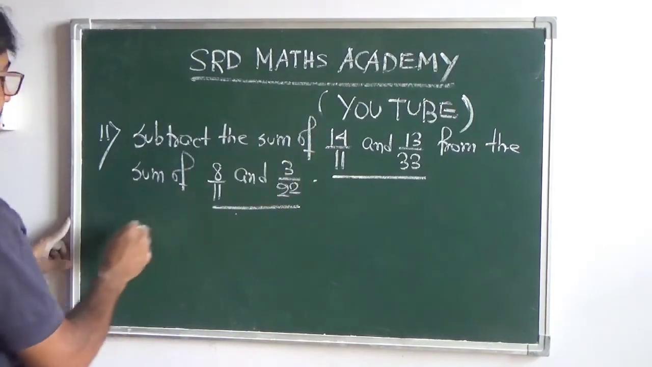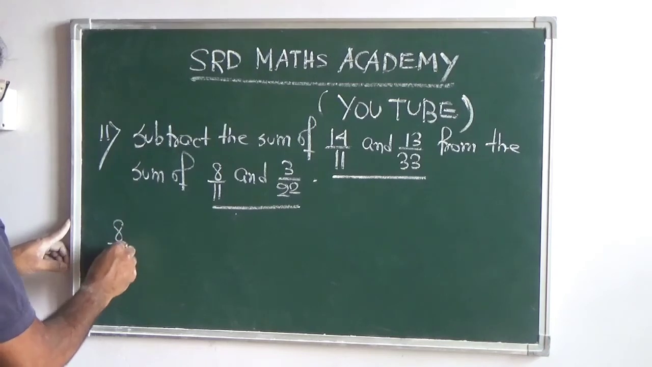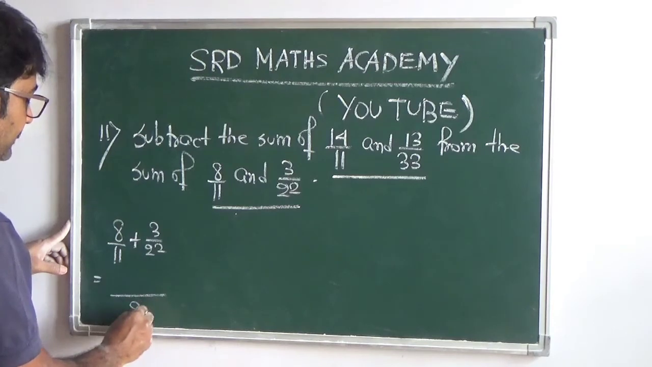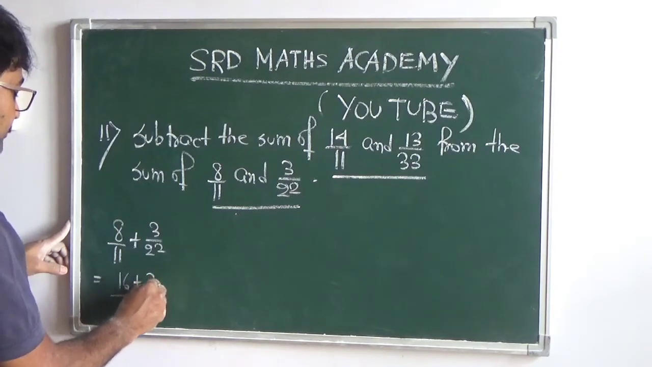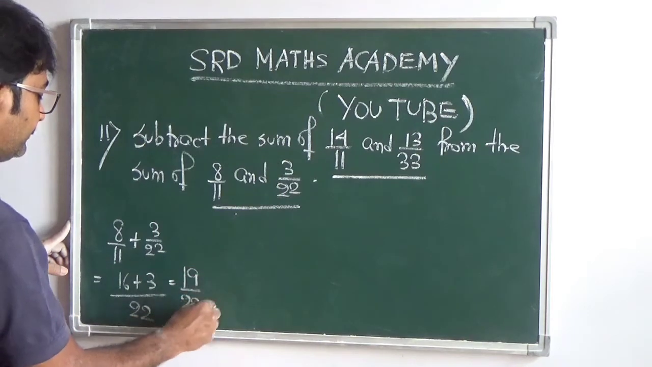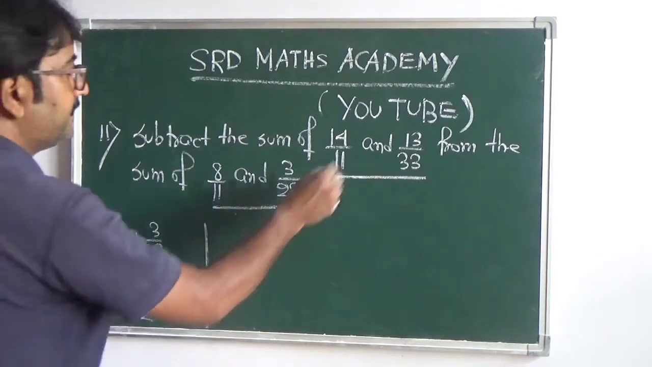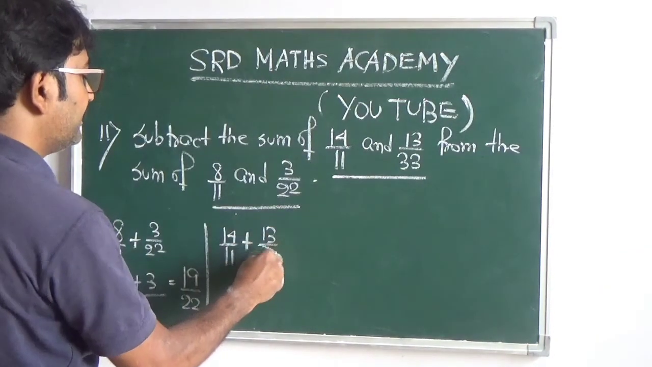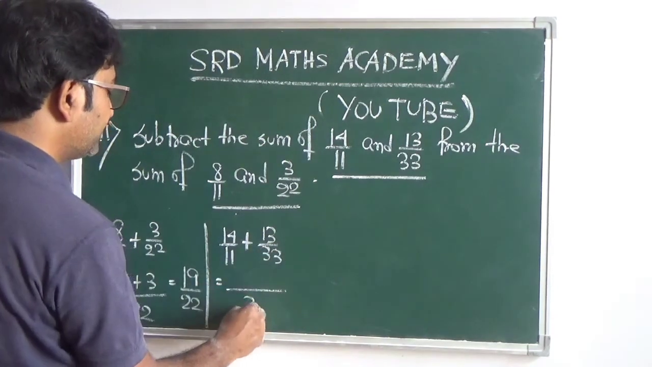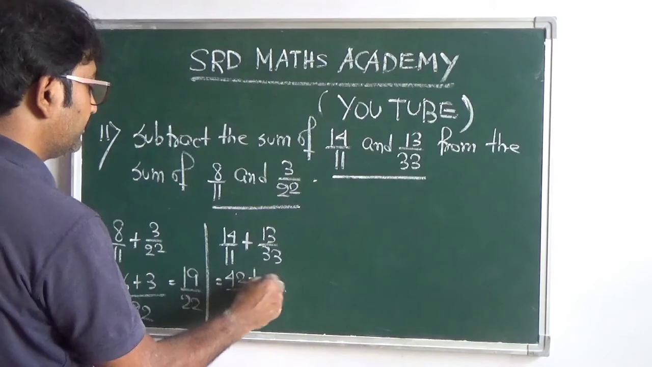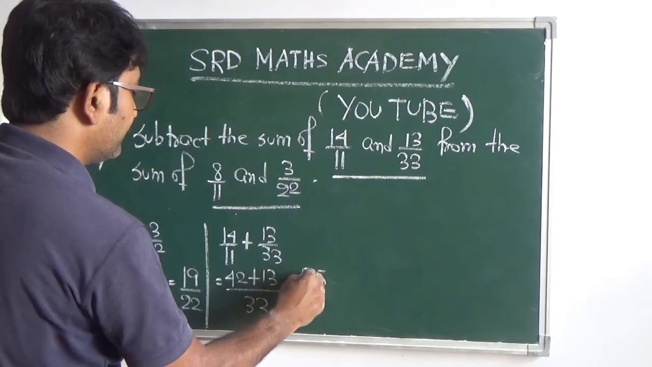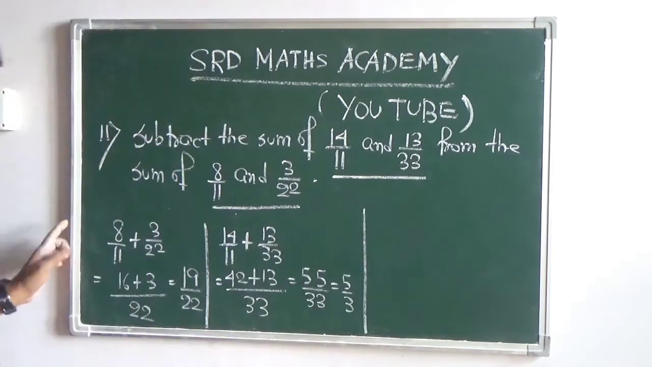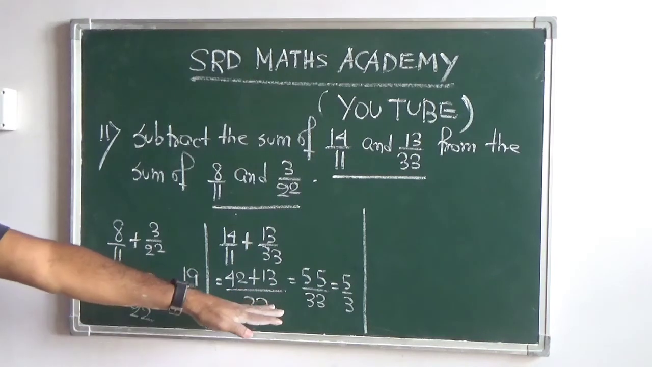Let us find out this sum: 8 by 11 plus 3 by 22. If we take the LCM, this is 22. So it is 16 plus 3, that is 19 by 22. The result of this is 19 by 22. Let us come to this: 14 by 11 plus 13 by 33. If we take the LCM, this is 33, 3 elevens, this is 42 plus 13, 55 by 33, and that is 5 by 3.